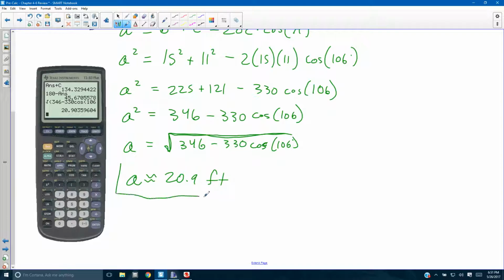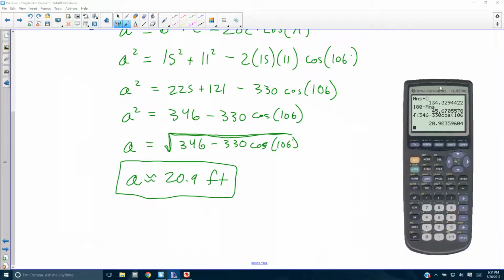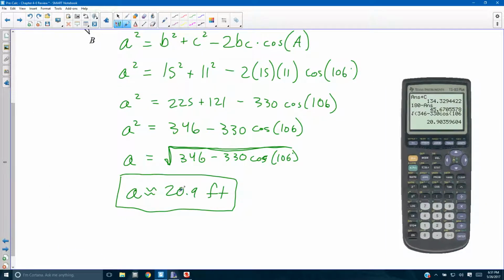Now, as far as making sense of an answer, because I didn't do it in the last problem, and actually I think I do want to go back. As far as making sense of an answer here, if this is correct, this should be the longest side length of all three of them.